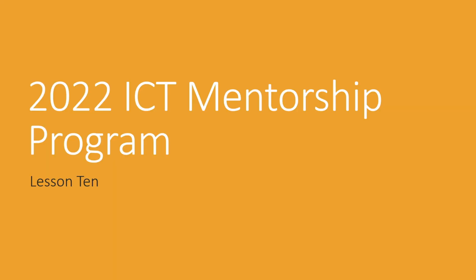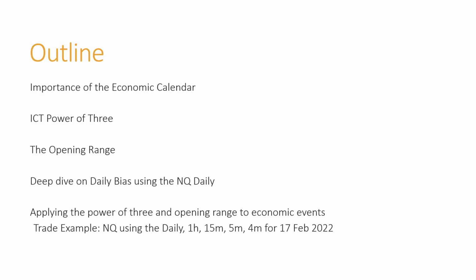Today's video is Lesson 10 of ICT's 2022 mentorship program. And we'll just start with a quick outline as we do in every video. So the first section of the video will be on the importance of the economic calendar. We'll go over ICT's Power of 3 again, which is building on Lesson 9. Talk a little bit more about the opening range, and then do a deep dive on daily bias using the NASDAQ daily chart. And then we'll finish off with applying the Power of 3 and the opening range to economic events. And again, we use the NASDAQ as our trade example.